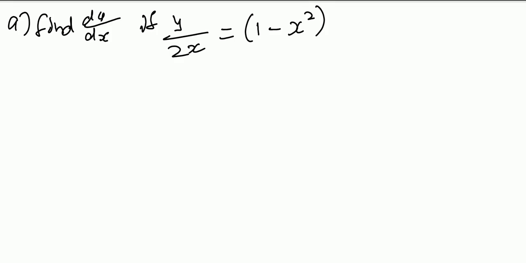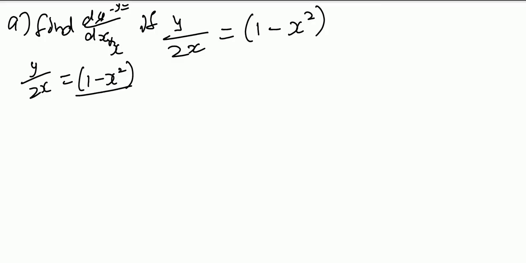So first, question number 8 says find dy over dx, meaning our equation must be in the form y is equal to, and we are differentiating in terms of x. They are saying if you are given that y over 2x is equal to 1 minus x squared. So the first thing you must check is: is your equation in the form y is equal to? No. So now let's make our equation be in the form y is equal to.